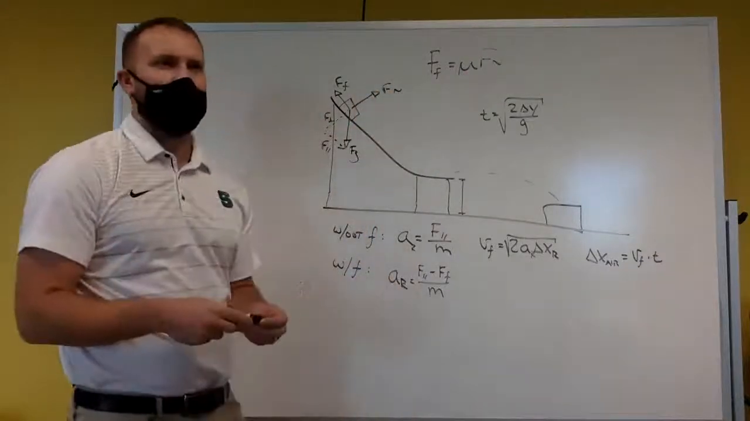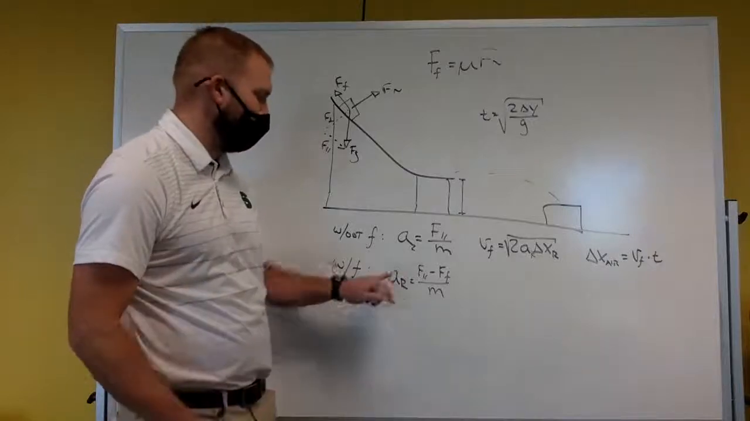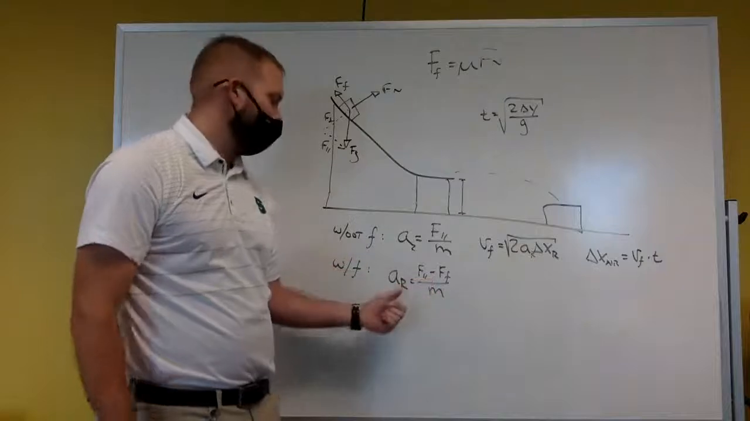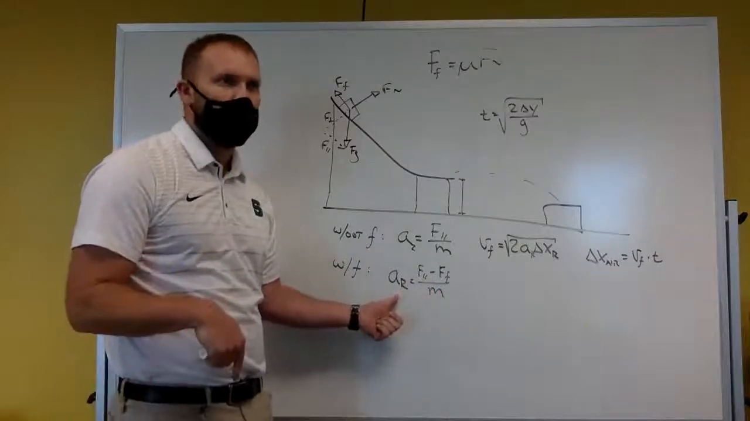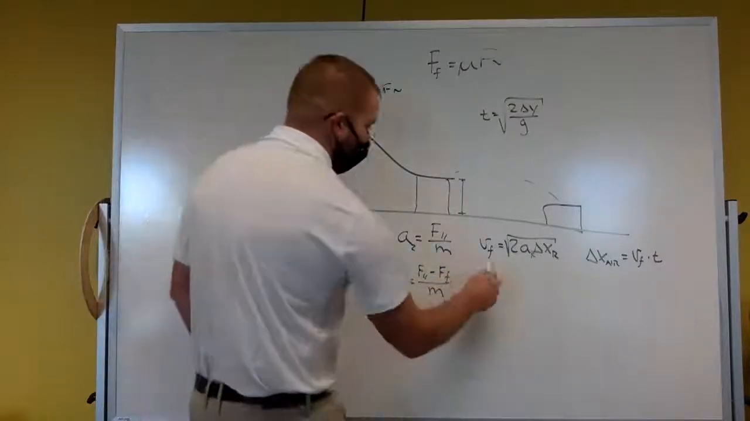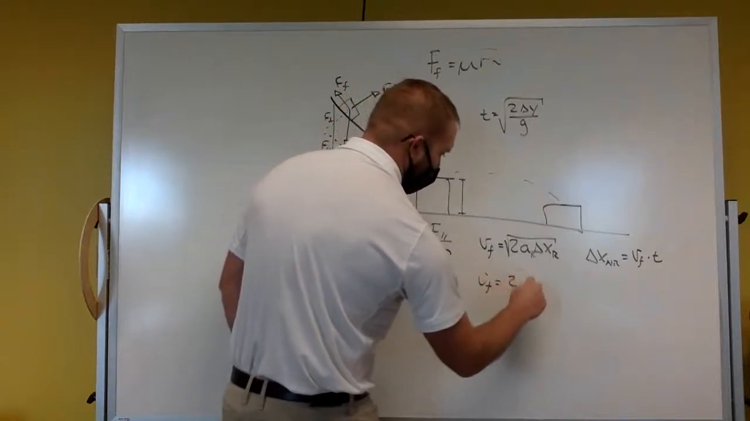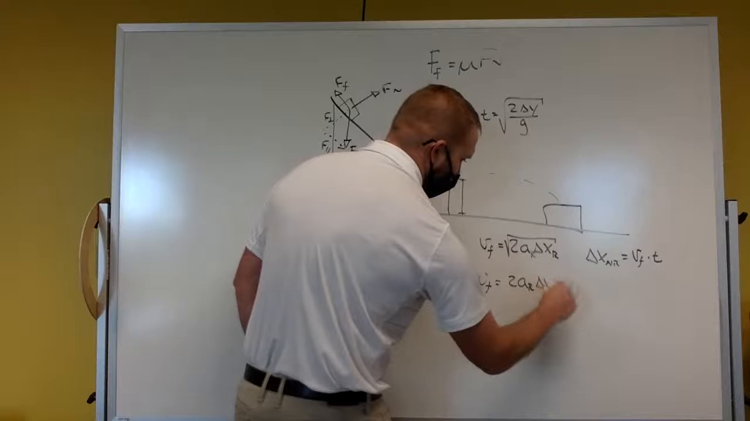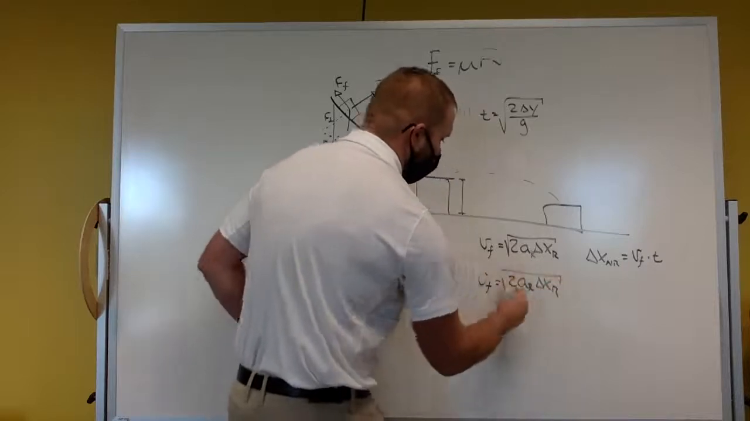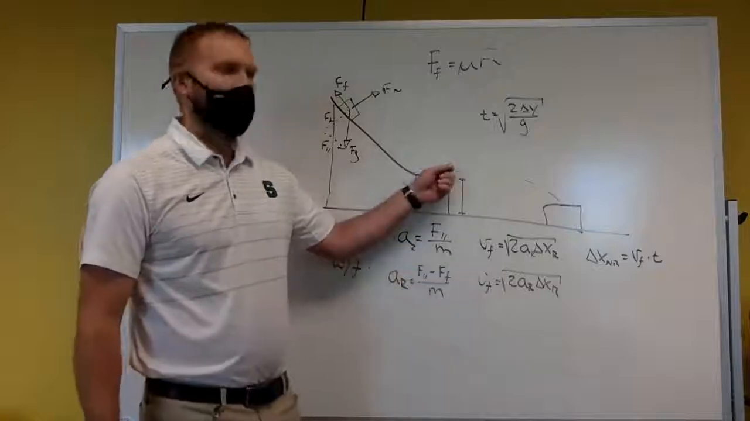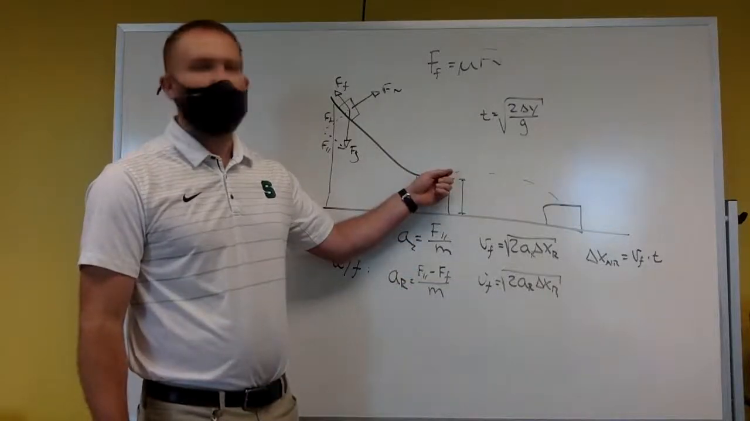So here's the idea, though. What's going to happen to my acceleration? It's going to be smaller because we're subtracting some frictional force. So this acceleration should be lower, which means, if I'm using this equation, my final velocity on the ramp is going to be less. I should be traveling slower at the bottom of the ramp with friction than I would have.